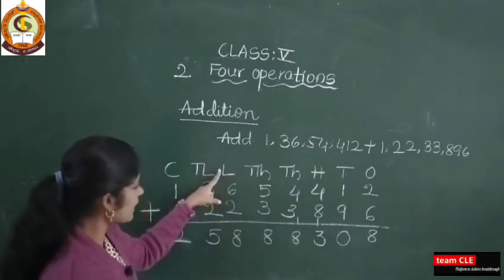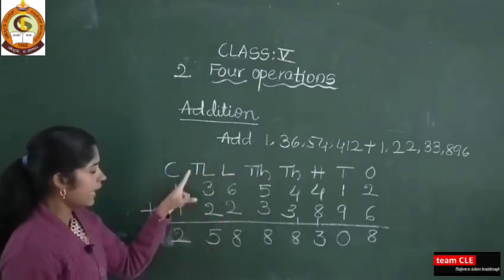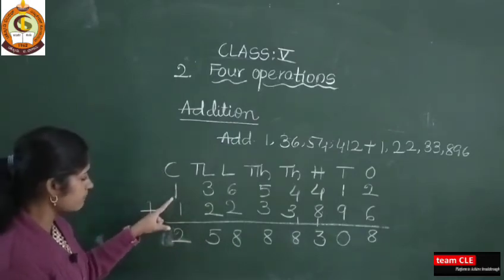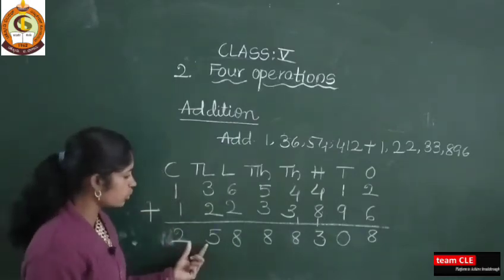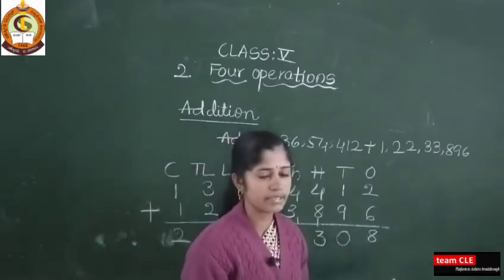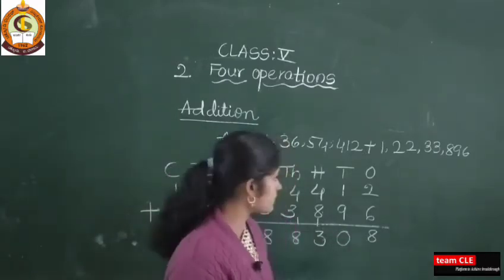Again you add this lakh place, 6 plus 2 is 8. Add the 10 lakh place, 3 plus 2 is 5. Add the crore place, 1 plus 1 is 2. So 2 crore 58 lakh 88,308 will be the answer.